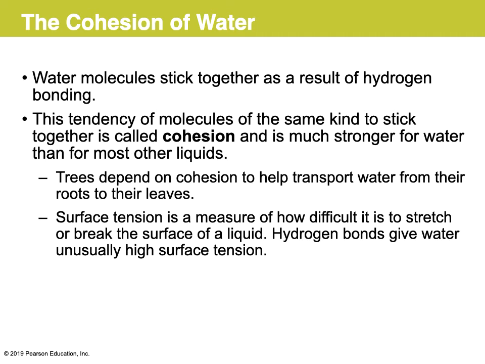Another example is surface tension. How hard it is to stretch or break the surface of a liquid. Right, so there's little organisms that can actually run on the surface of water because they spread their weight out a lot. So they literally don't put enough pressure on the surface of the water to break through and sink in. So hydrogen bonds give water unusually high surface tension. So looking at these next couple of illustrations.